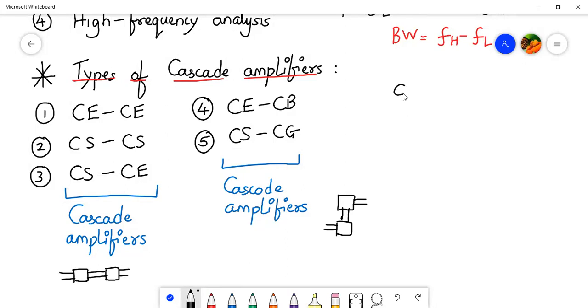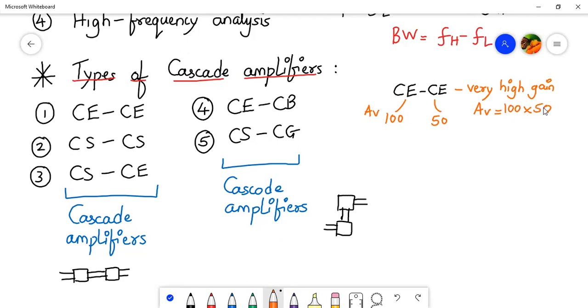So let's consider the common emitter amplifier. What features will it provide? The common emitter will provide a very high gain. That is the biggest feature of it, the biggest advantage. It will provide very high gain. So let's just consider the first stage gain is around 100 and the second stage gain is around 50. Okay, we are talking about voltage gain. So what will be the overall voltage gain? 100 into 50, which is around 5000. This is just a number which I am taking, right? So the advantage of the common emitter cascaded stage will be very high gain.